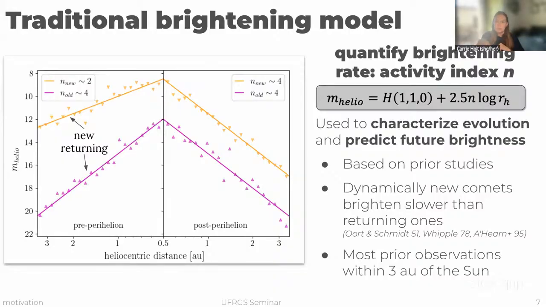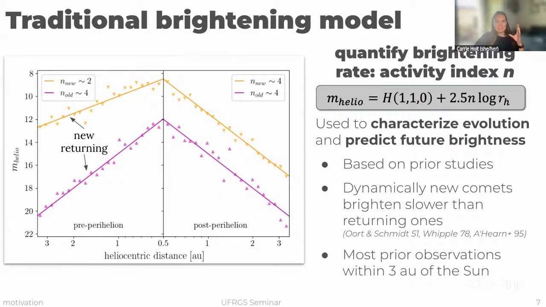This traditional model has been used for characterization when we're looking at a group of comets. It's also used to predict future brightness behavior. When we are looking to see how bright a comet will be when we're setting up our observations, we use this model fitted to the past observations, and we project that forward closer to the sun to get an idea of how bright the comet will be.